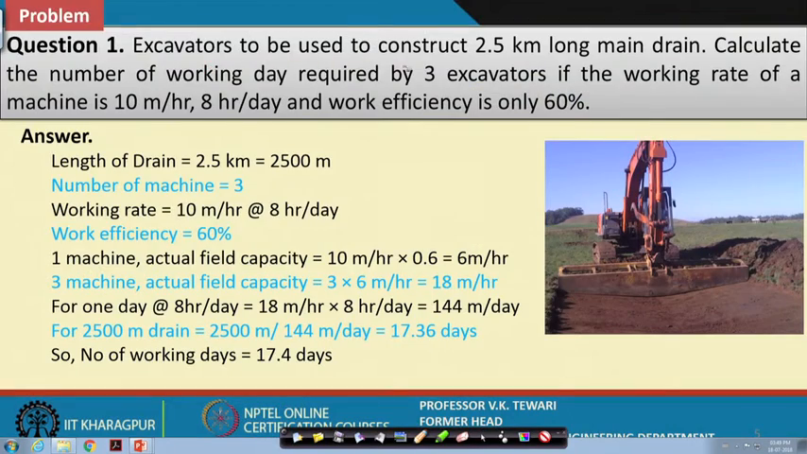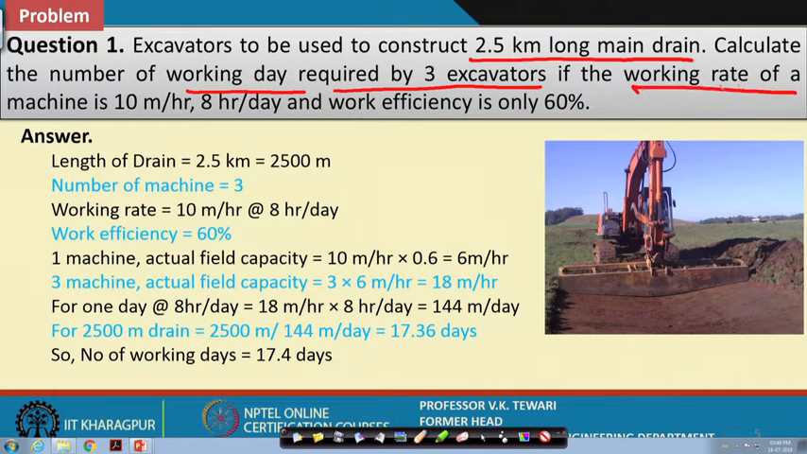So, question 1: an excavator is to be used to construct a 2.5 kilometer long main drain. Yes, sometimes we require such drains. So, one drain is required to be completed for 2.5 kilometers, this is the distance. Now, calculate the number of working days required by 3 excavators. How many days will a particular excavator be required? In fact, there are 3 excavators put into service for that.